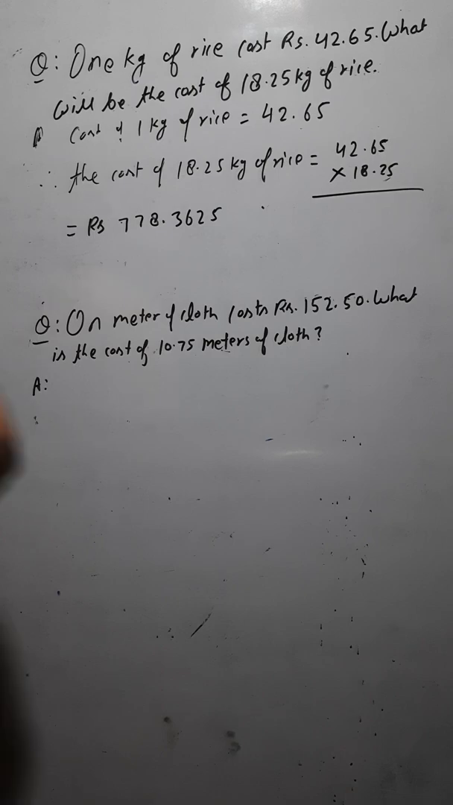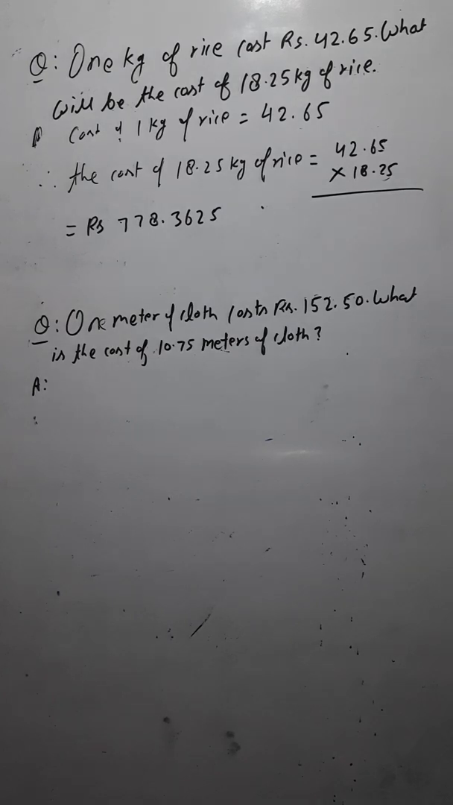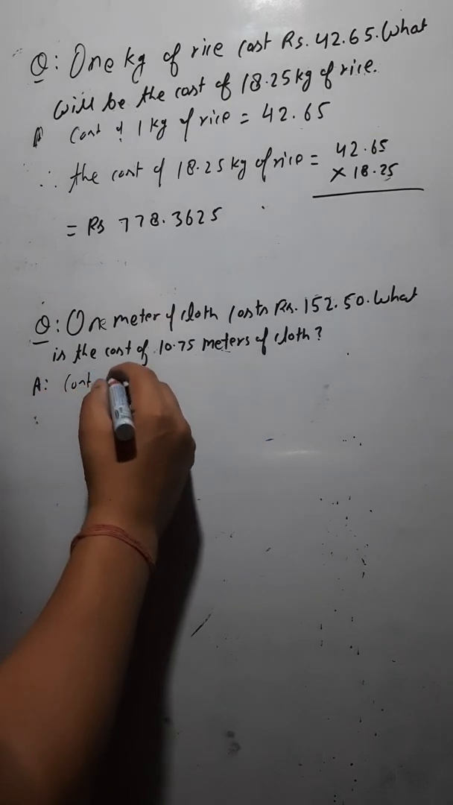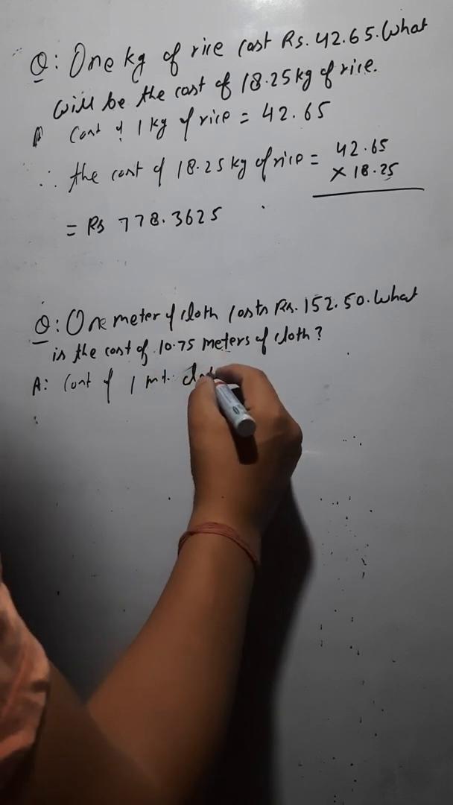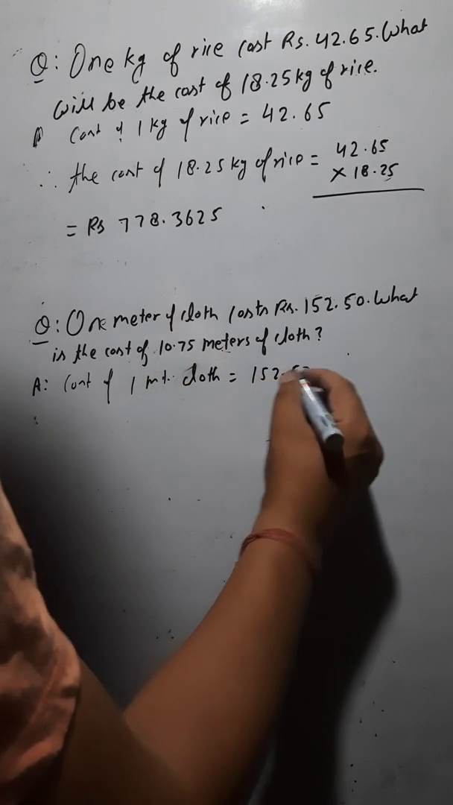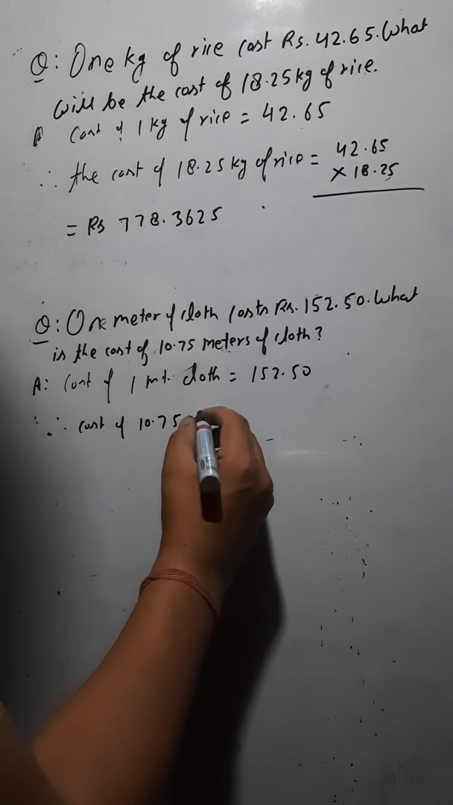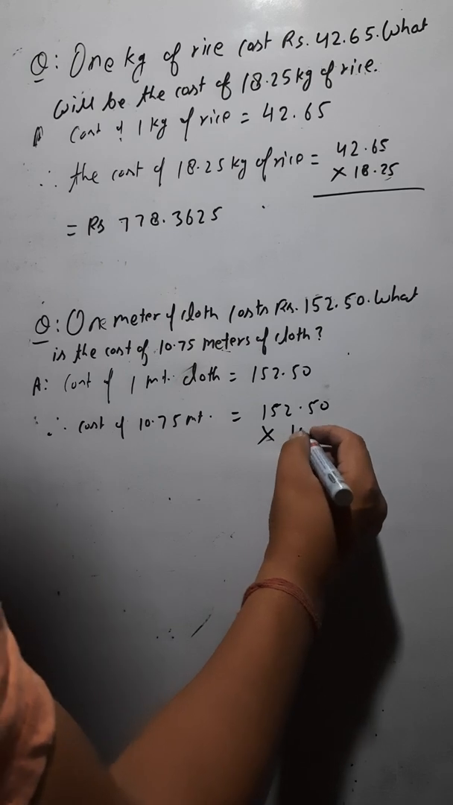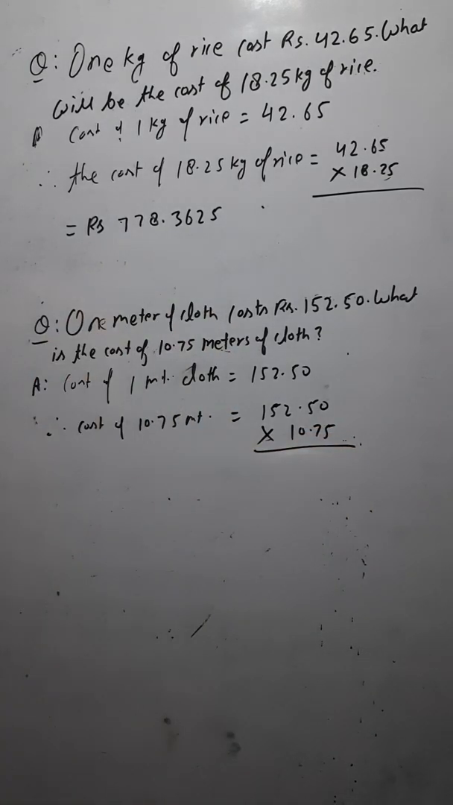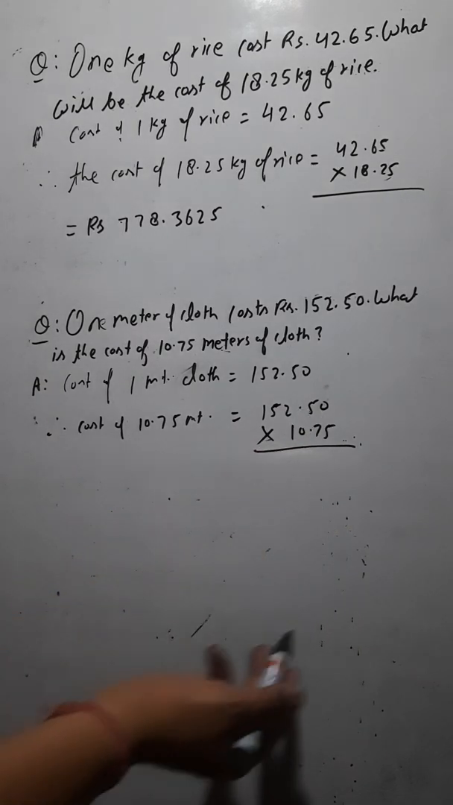Okay. Now this is the next question. The question is: you have 1 meter of cloth and its cost is how much? Rupees 152.50. Now we have to find out the cost of 10.75 meters. So again you have to multiply this. Cost of 1 meter of cloth, how much is it? 152.50. Therefore the cost of 10.75 meters would be 152.50 multiplied by 10.75. Just multiply this, and you would get how much? And how many places for the decimal would be there? Total 1 2 3 4. Normal multiplication, the way you are multiplying.